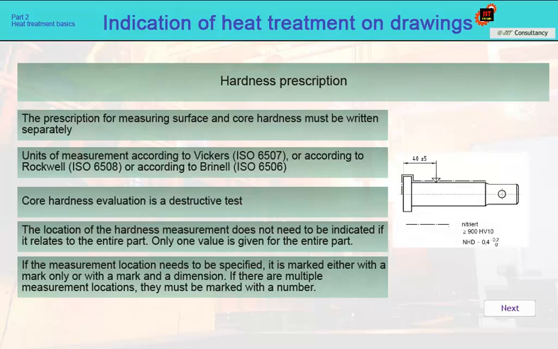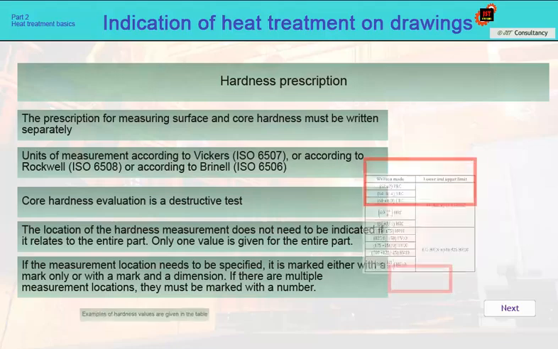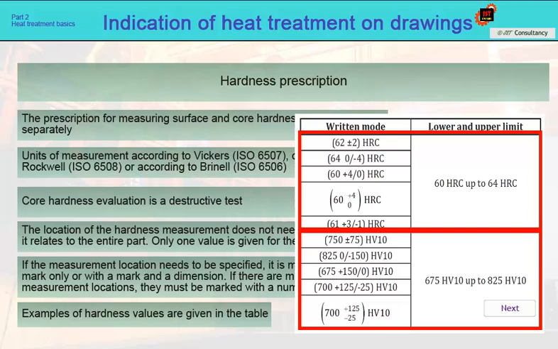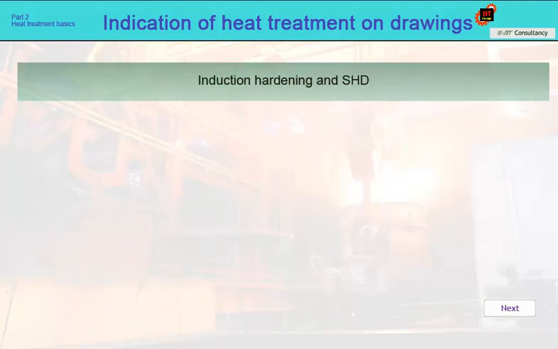In the case of multiple measurement points, these points must be distinguished by a number. Examples of recording values in Rockwell or Vickers units are given in the table. The designation of the induction hardening layer has the following rules. The layer is always labeled SHD.